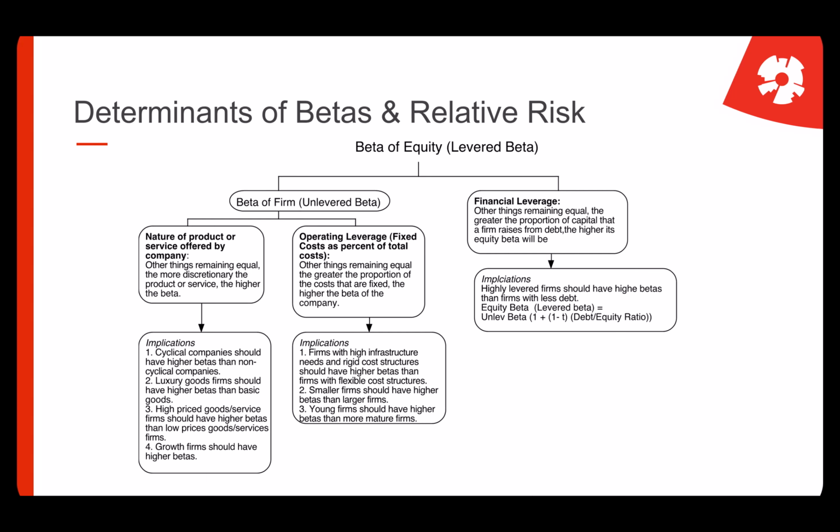Finally, the financial leverage. Once we add debt into the capital structure, the risk to equity increases, which is captured in the levering formula, where equity beta is scaled up from the asset beta depending on the debt to equity ratio. But if we try to put it simply, more discretion, more fixed costs, and more debt all mean higher beta.